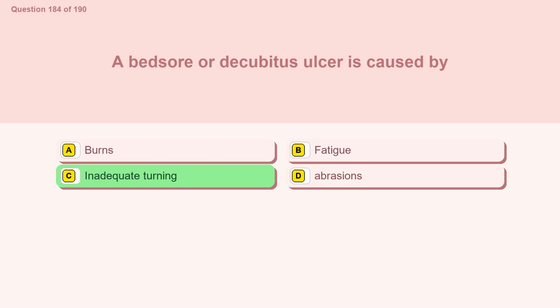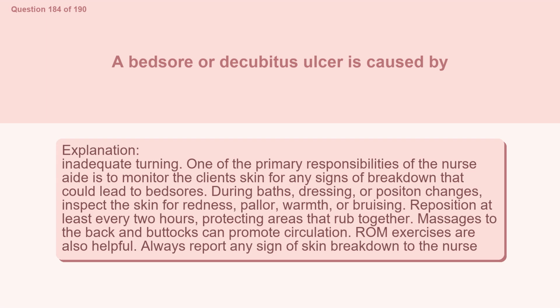The correct answer is Option C, inadequate turning. One of the primary responsibilities of the nurse aide is to monitor the client's skin for any signs of breakdown that could lead to bedsores. During baths, dressing, or position changes, inspect the skin for redness, pallor, warmth, or bruising. Reposition at least every 2 hours, protecting areas that rub together.